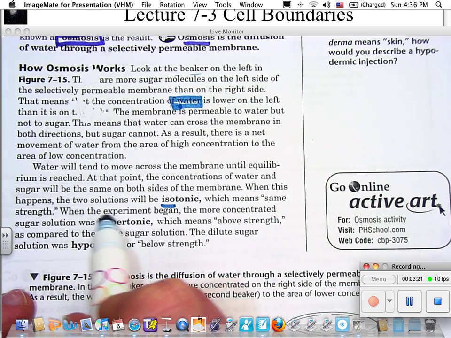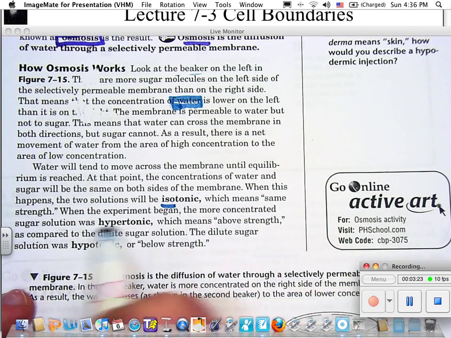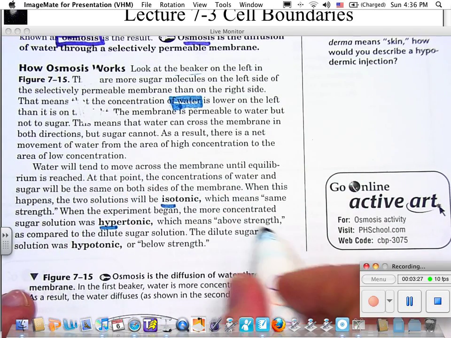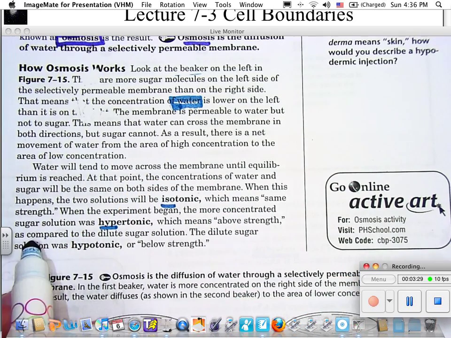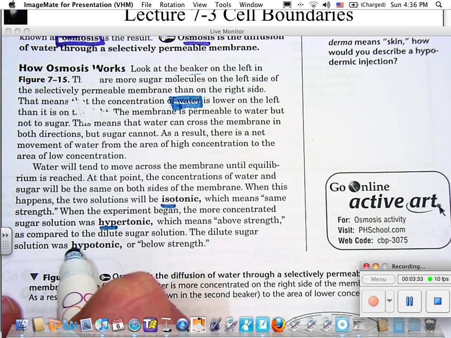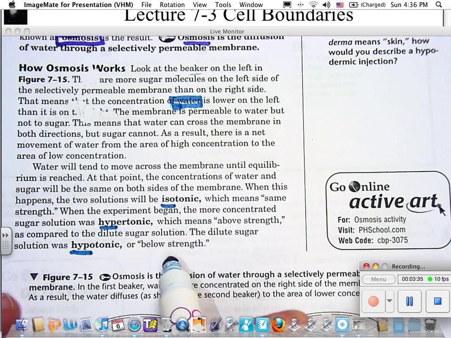When the experiment began, the more concentrated sugar solution was called hypertonic, which means above strength, as compared to the diluted sugar solution. The dilute sugar solution is hypotonic, which means below strength.